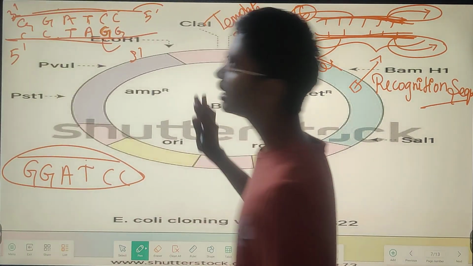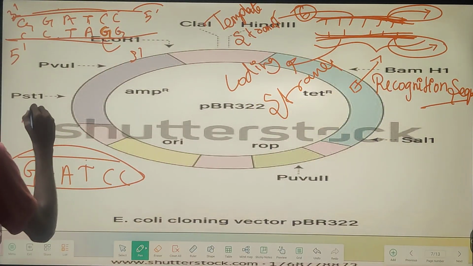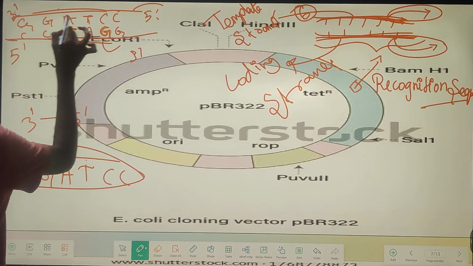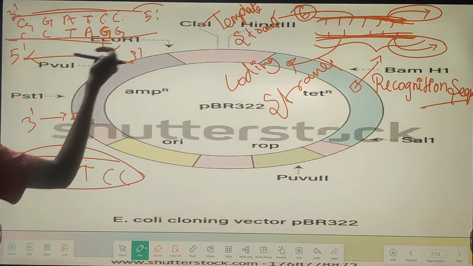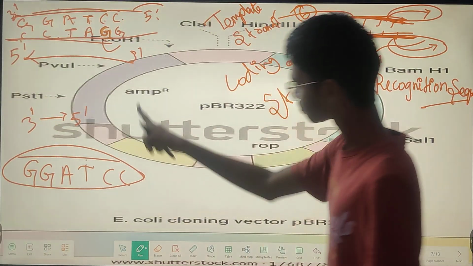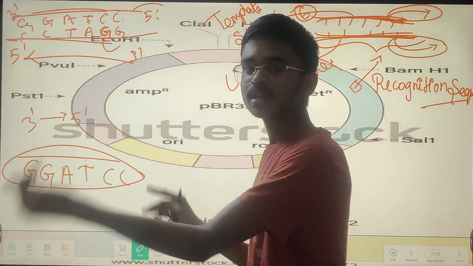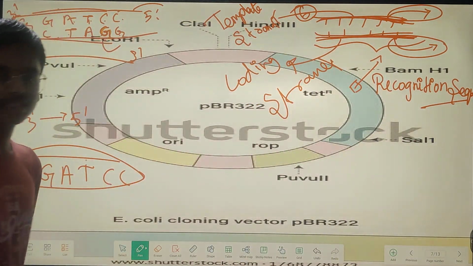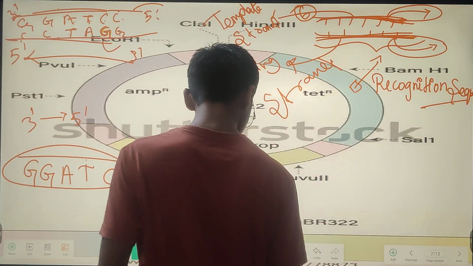Now read it from one dash to another dash. That means read it from 5 dash to 3 dash. Always read it like this, and then it is GGATCC. Then from here also you read it the same way, that is GGATCC. Exactly the same thing when you read it in the same direction. So if you read it from this side and from this side, it's the same thing. So we call it a palindromic sequence, a palindromic recognition sequence.